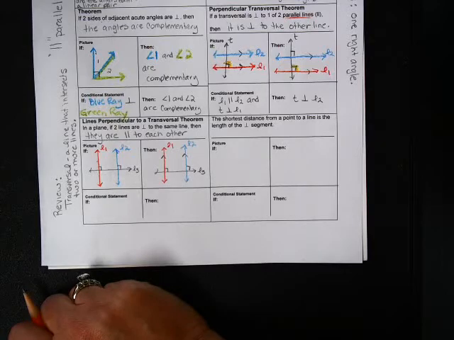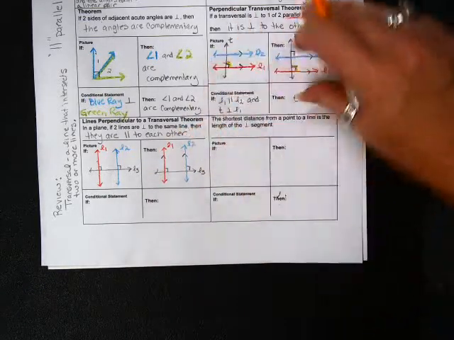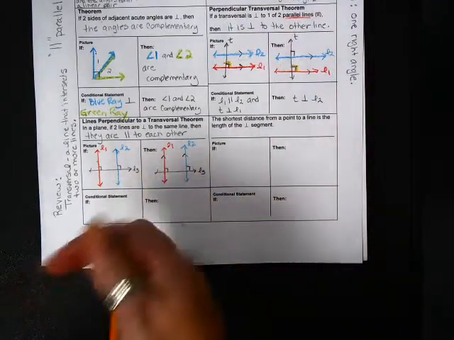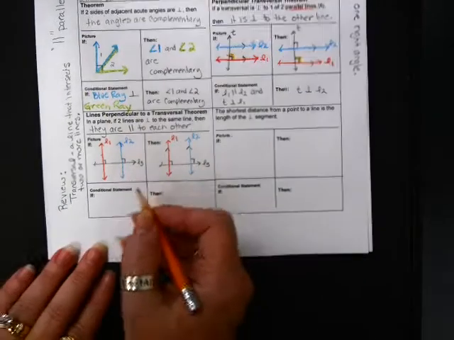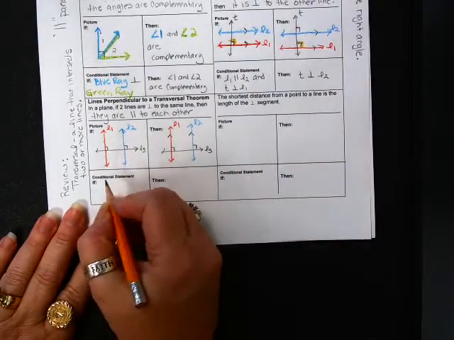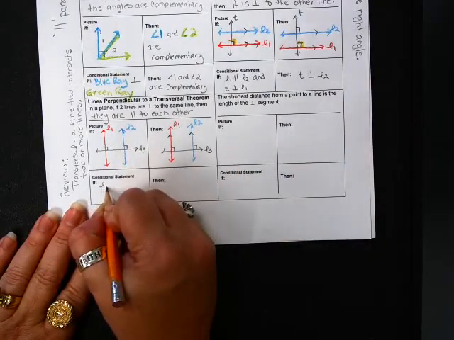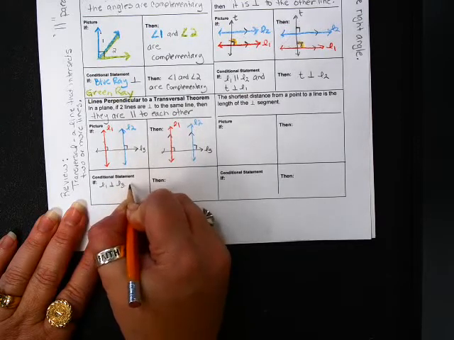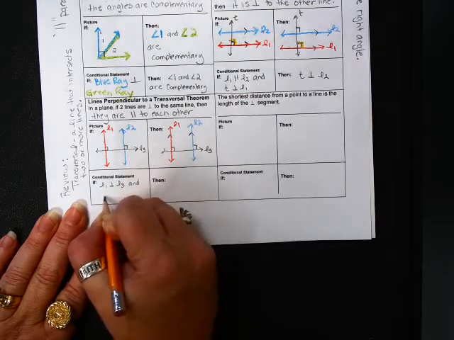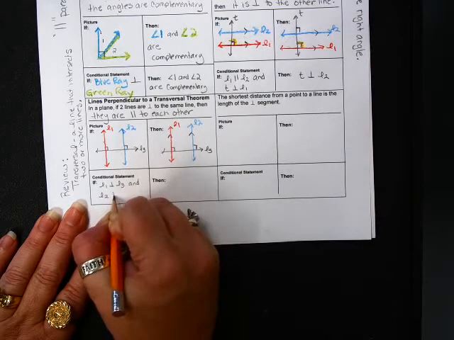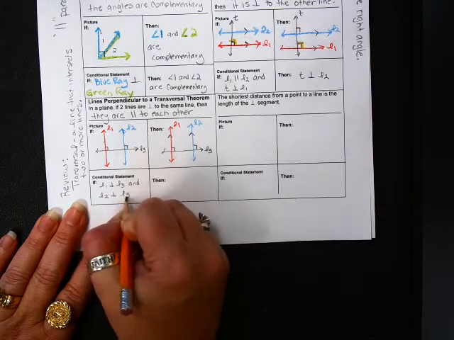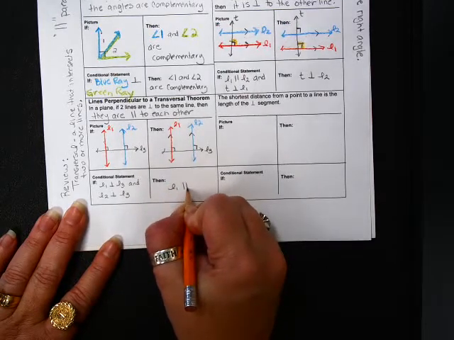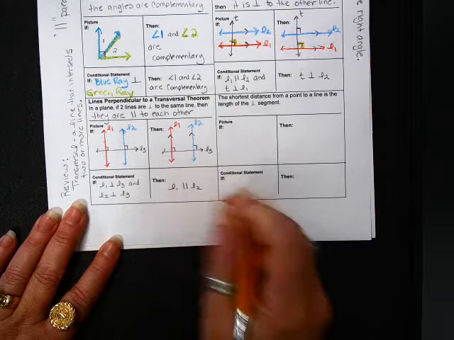Remember that when we are trying to indicate that two lines are parallel in a picture, we put these little symbols here. Alright, next, our more traditional conditional statement will be: if line 1 is perpendicular to line 3 and line 2 is perpendicular to line 3, then line 1 is parallel to line 2.